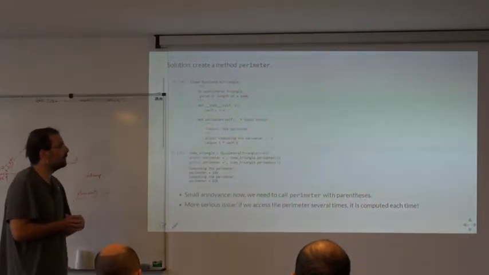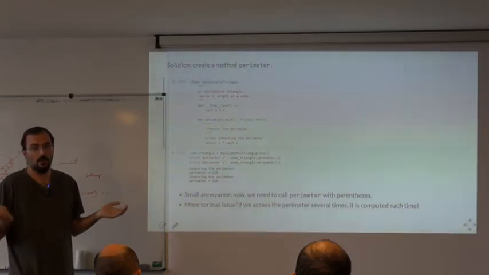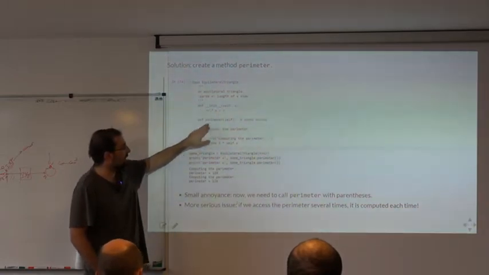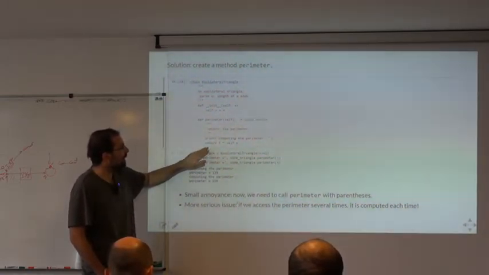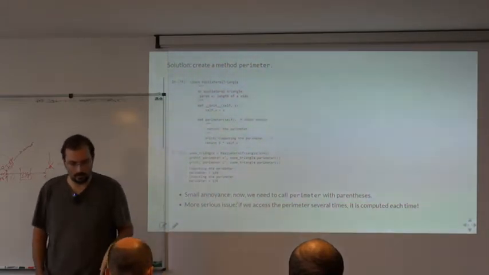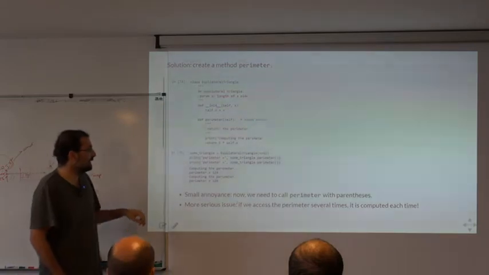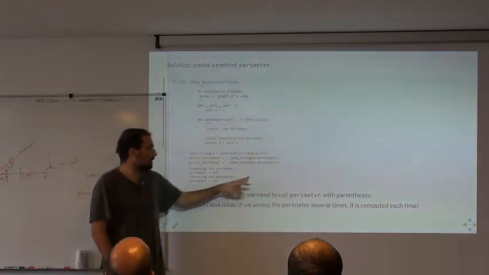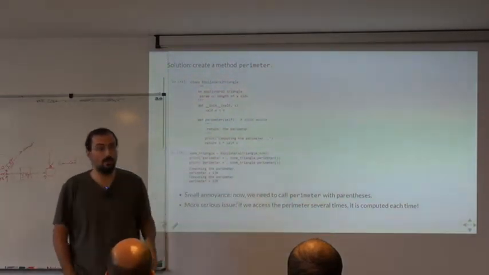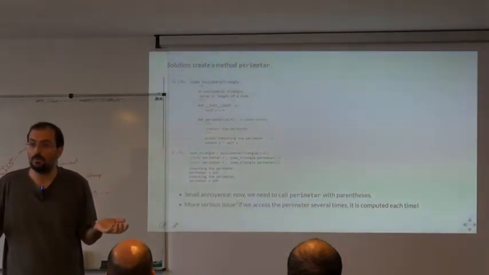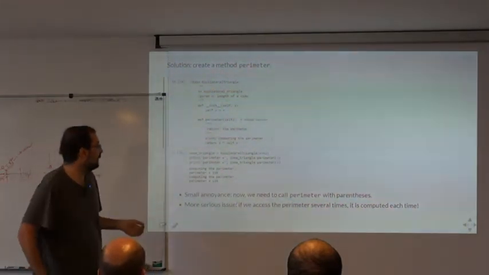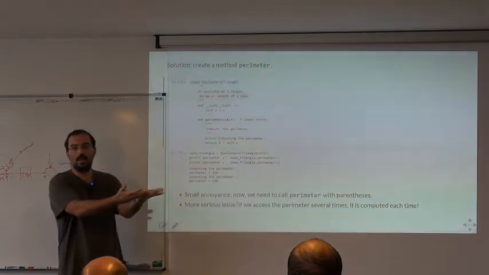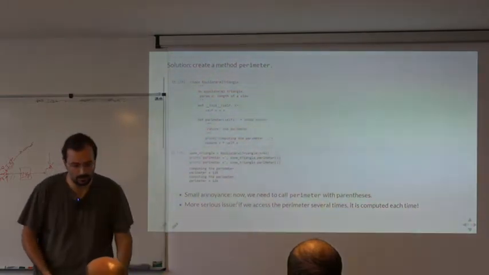So a first solution would be to create a method, perimeter, that computes it. You don't compute the perimeter here. You define a method called perimeter, and you return 3 times the value of x. There are in fact 2 problems. There is first a small annoyance, that now you code the perimeter with parentheses because it's not an attribute of the object, but now it's a method. And the second problem, which is more serious, is that each time you ask for the perimeter, it will be computed. So if it's costly, it's a very, very big problem.